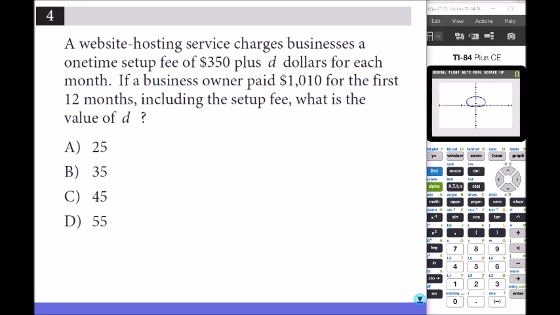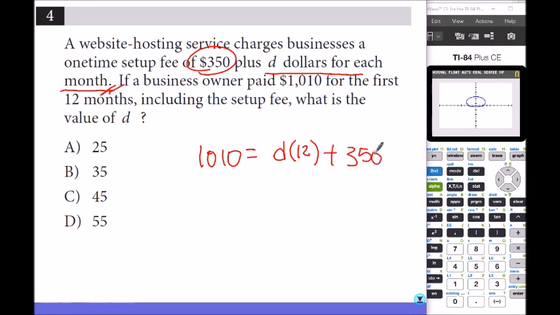Number 4: a website hosting service charges a business a one-time setup fee of $350 plus D dollars for each month. If the business owner paid $1,010 for the first 12 months, so it is D times 12 months, because it was D dollars for each month, and the flat fee was $350. What is the value of D? How many dollars is it per month? So you just have to solve for D.